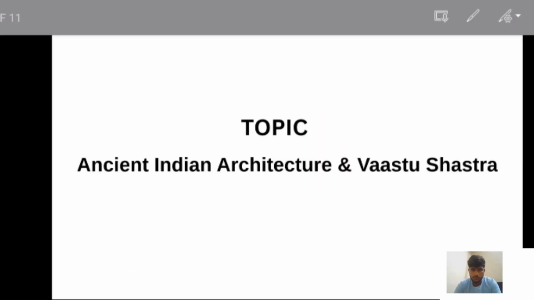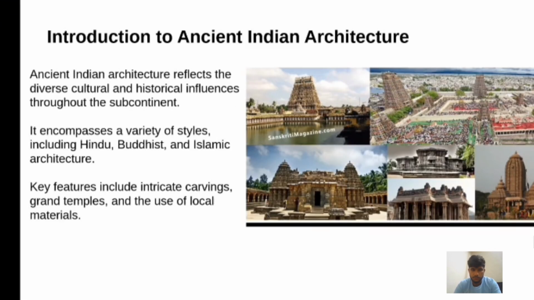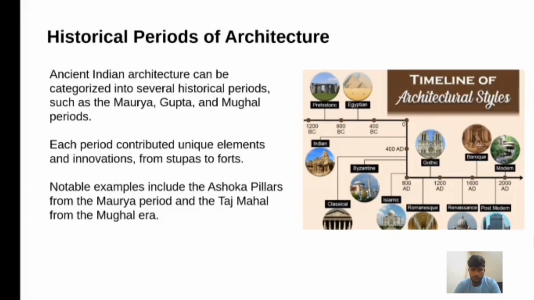Indian architecture and Vastu Shastra. Let's start with an introduction to ancient Indian architecture. Ancient Indian architecture reflects a culturally driven tradition and historical influences across the subcontinent. It encompasses a variety of styles, including Hindu, Buddhist, and Islamic architecture. Key features include carvings, grand temples, and the use of local materials.